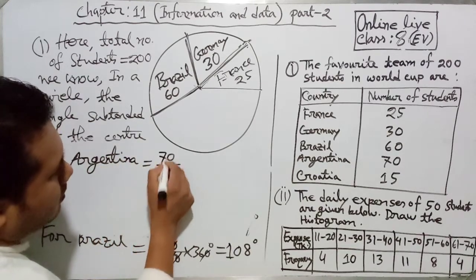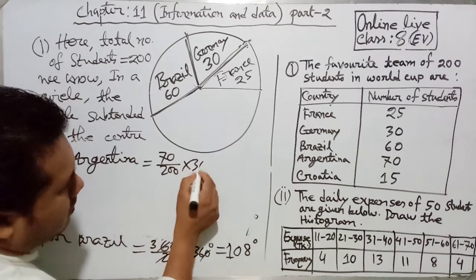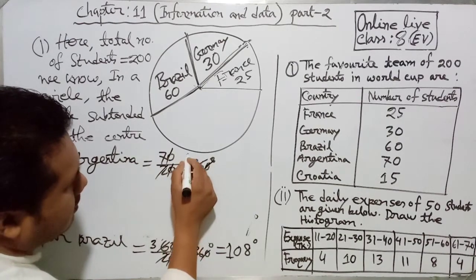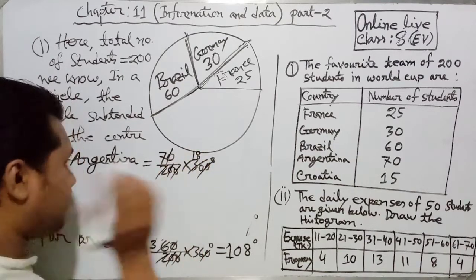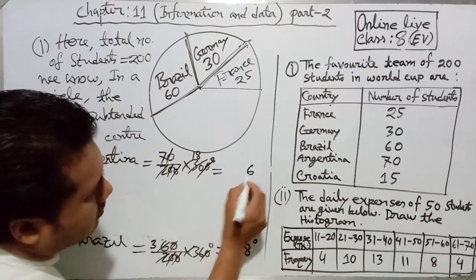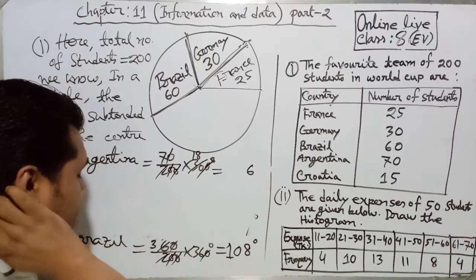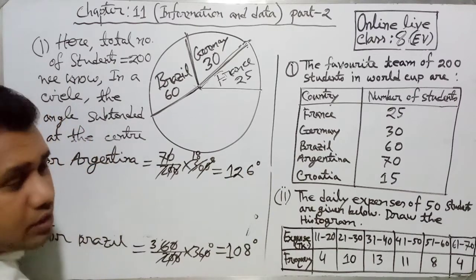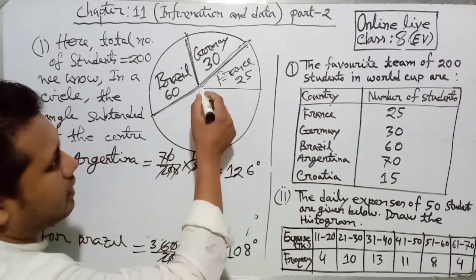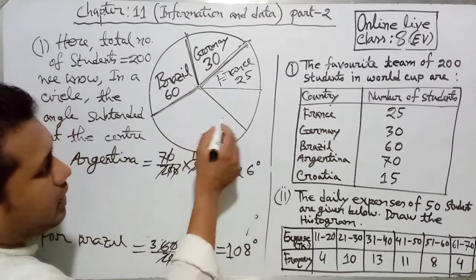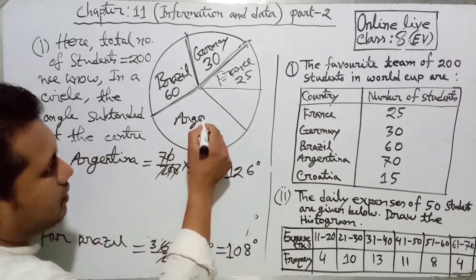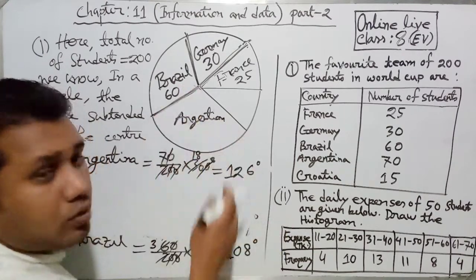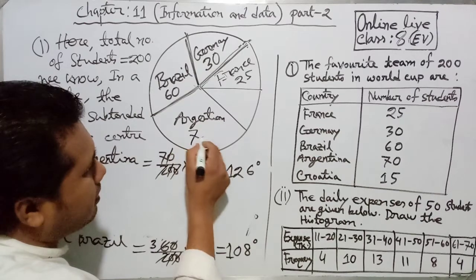It will be 70 divided by 200 into 360. Now the zeros cancel, and this one minimizes. If we divide it, it will be 18. Now multiply, 18 times 7 is 126 degrees. Now set up your protractor there, and suppose this is your 126. So you can write Argentina. By your protractor you have to measure it. Clear? Now this is 70.